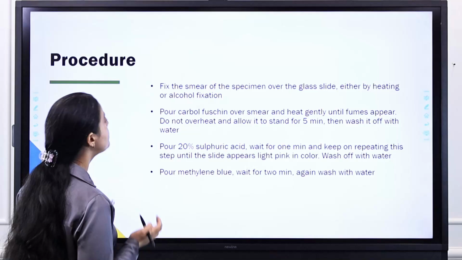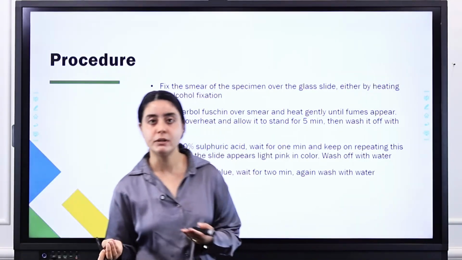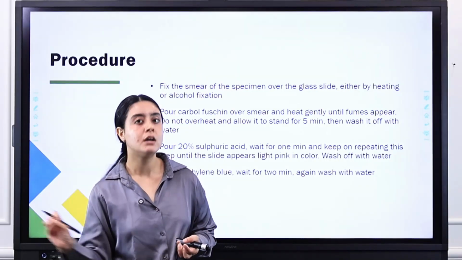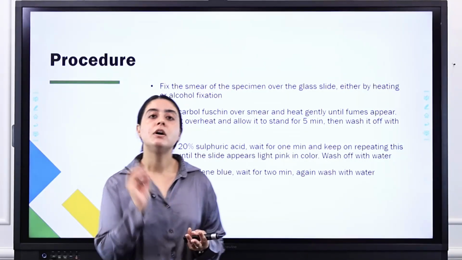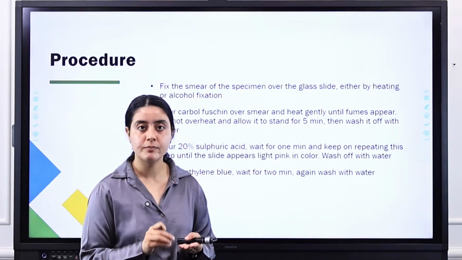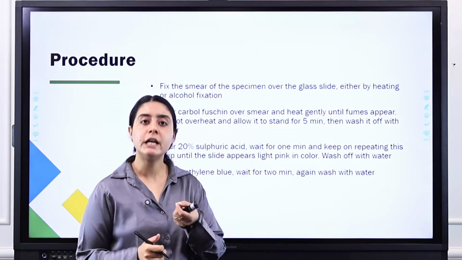What is the procedure? First you have to make the smear. You have received a sample such as a sputum sample, very common because Mycobacterium tuberculosis causes TB. So you have received a sputum sample in the laboratory. Now what you have to do is make the smear, allow it to dry. Now you have to fix your slide, heat fix.